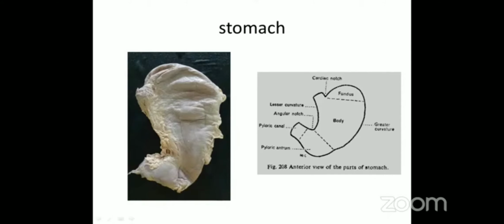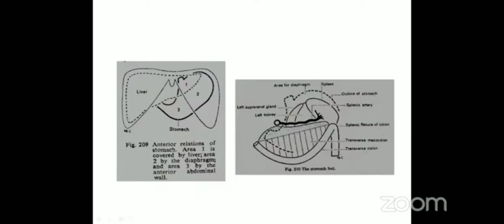Then subheadings can be like relations, anterior and posterior relations. So anteriorly, of course, it will be related with the liver, with the diaphragm, and directly with the anterior abdominal wall.